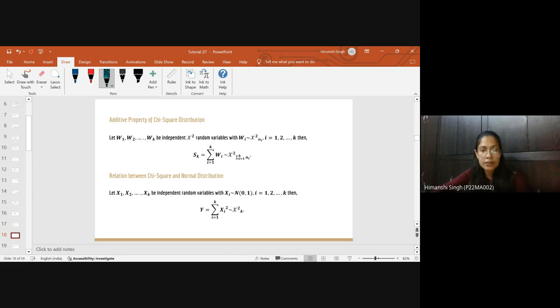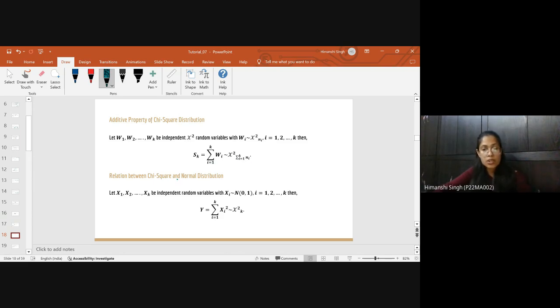So before that, what is the additive property of the chi-square distribution? If I consider W1, W2, ..., Wk to be independent chi-square random variables, where each Wi is a chi-square with ni degrees of freedom, then the summation will again be a chi-square distribution with summation of ni, i going from 1 to k, degrees of freedom.